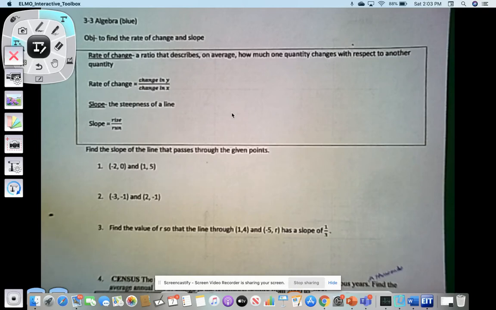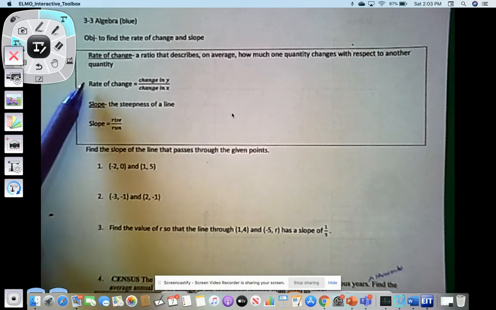This is 3-3, and in this section, we're finding the rate of change in slope. Rate of change is a ratio that describes, on average, how much one quantity changes with respect to another quantity.